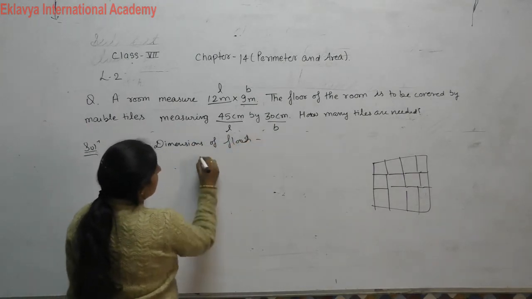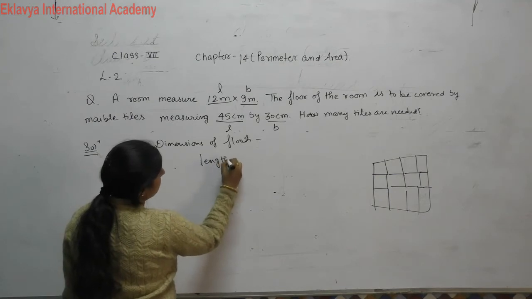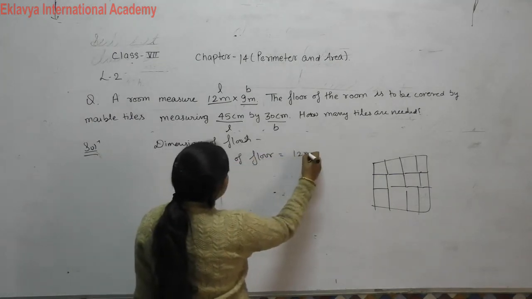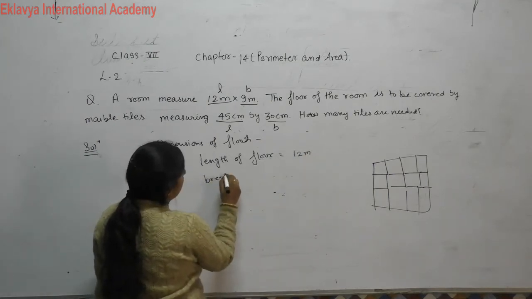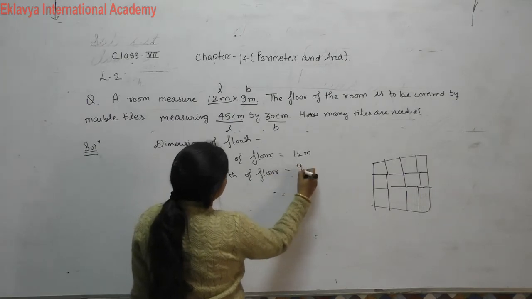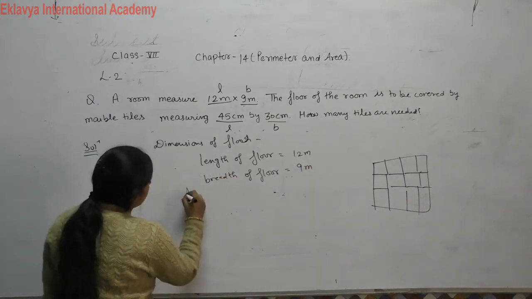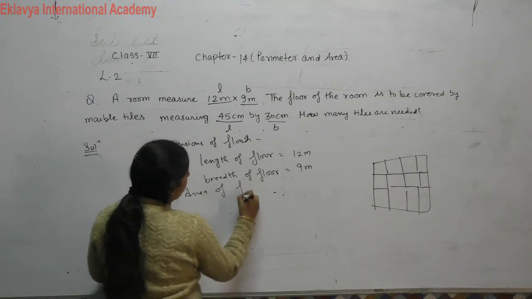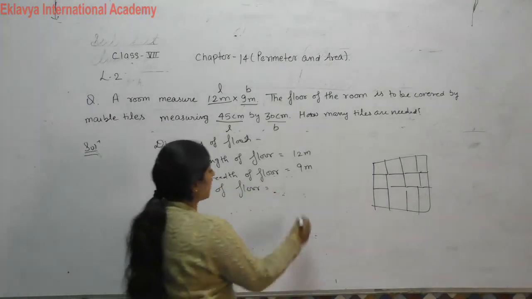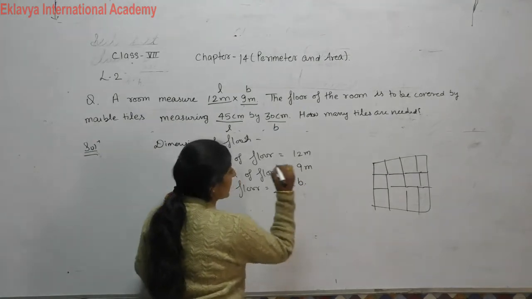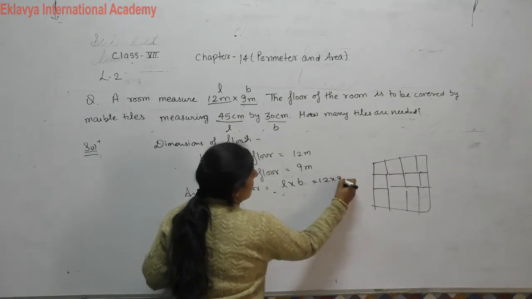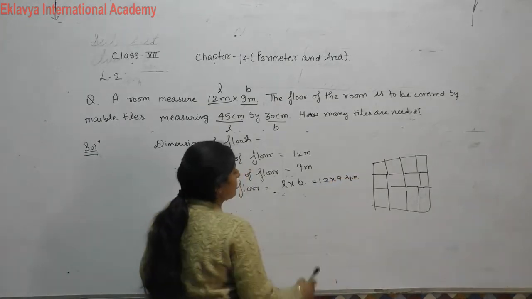It means length of floor is equal to 12 meter. Breadth of floor is equal to 9 meter. And what is the area of the floor? Area of floor, this is a rectangle. Length and breadth are given to you. It means it is in rectangular shape. And area of rectangle is length multiplied by breadth. That is equal to 12 multiplied by 9 square meter.